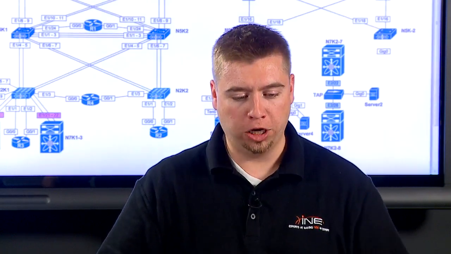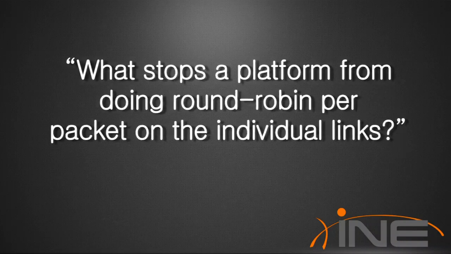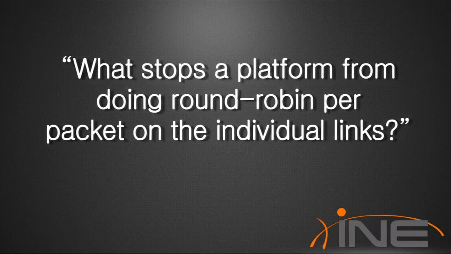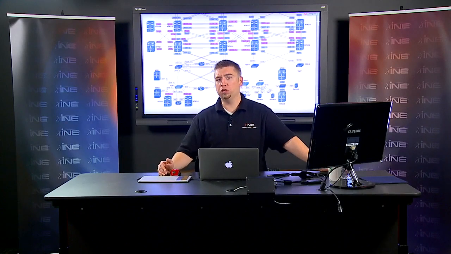It's going to be that port channel load balancing method. There's a question: what stops a platform from doing round robin per packet on the individual links? You theoretically could do per packet load balancing. In practical application, though, it usually doesn't work out that well because your packets a lot of times will get to the destination out of order, and then you have problems with the actual end application. So in most cases, when you're doing queuing or any type of load balancing decision, you usually want to do that on a per flow basis, not a per packet basis.